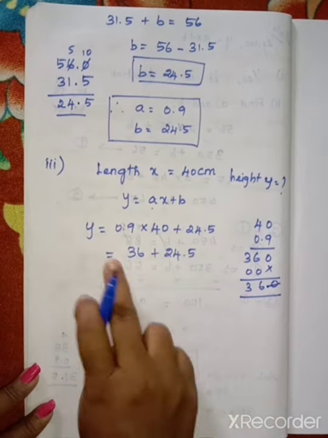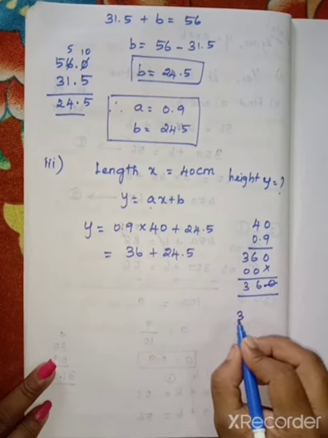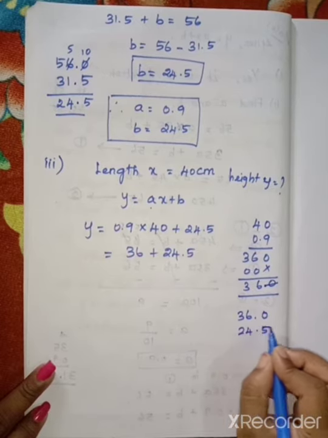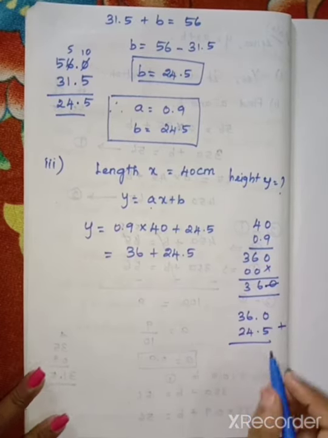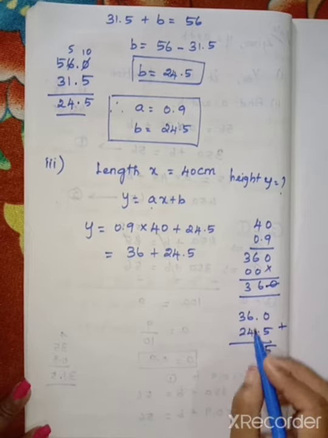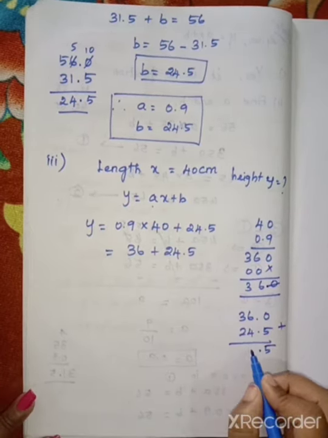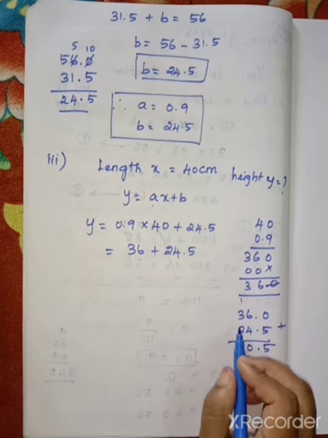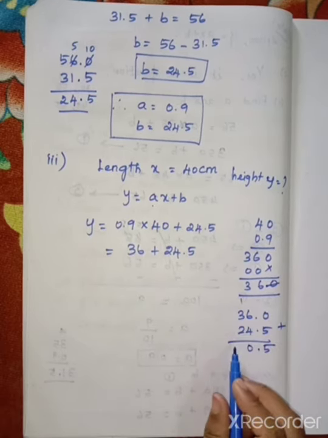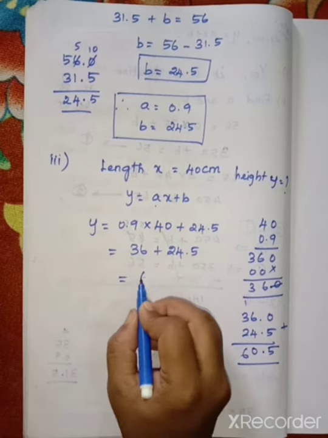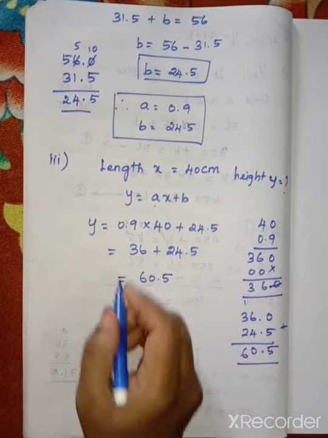24.5. Now you have to add. So 36.0 plus 24.5. 0 plus 5 is 5. In the same position, the decimal point. 6 plus 4 is 10, balance 1. Here 3 plus 1 is 4. 4 plus 2 is 6. So here the height is 60.5.